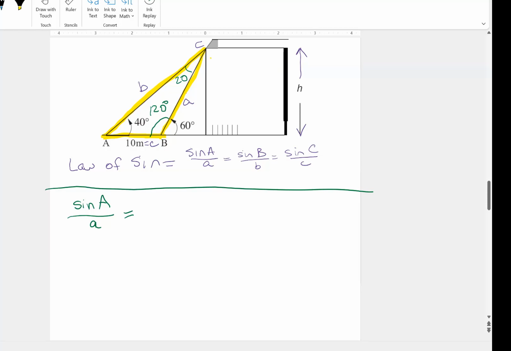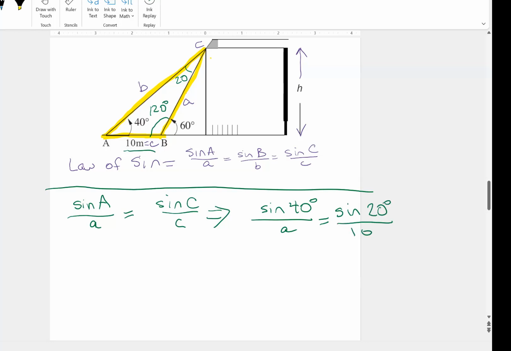C. C. C, because I have a value here for C. So I would say the sine of C over C. Well, sine of A is 40 degrees, sine of 40 degrees over what I'm trying to find. And sine of C, well, that's 20 degrees over 10. This is perfect because I can find A.